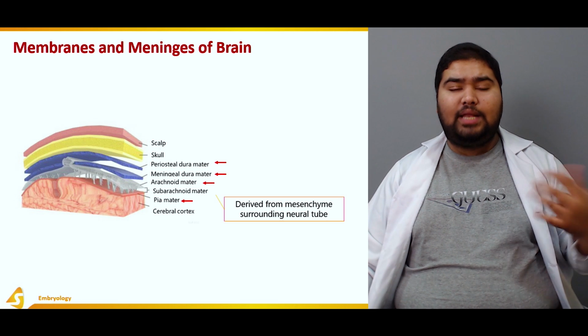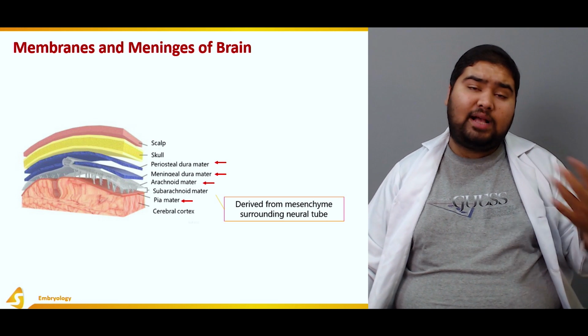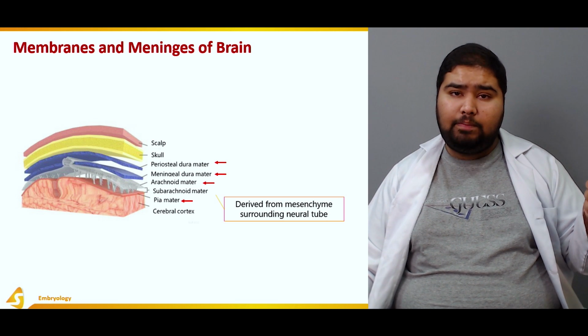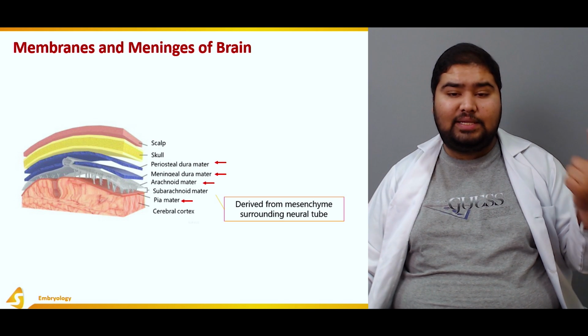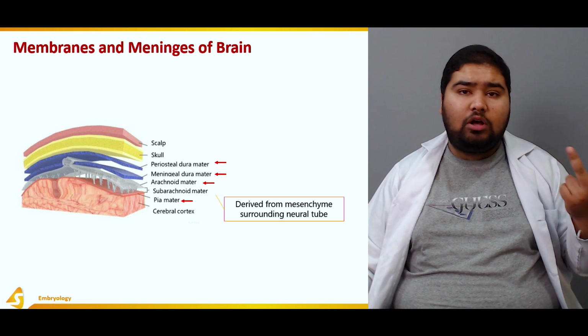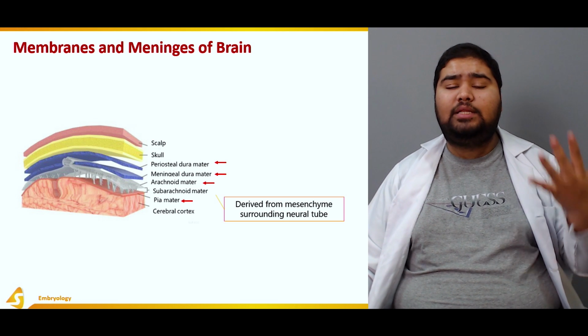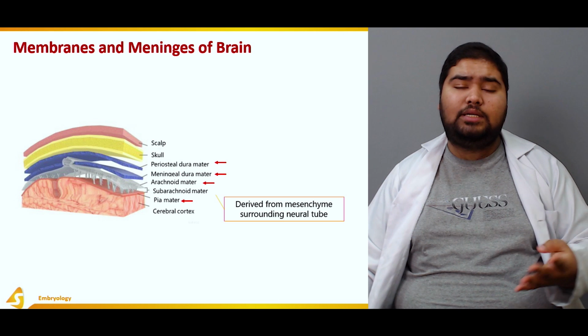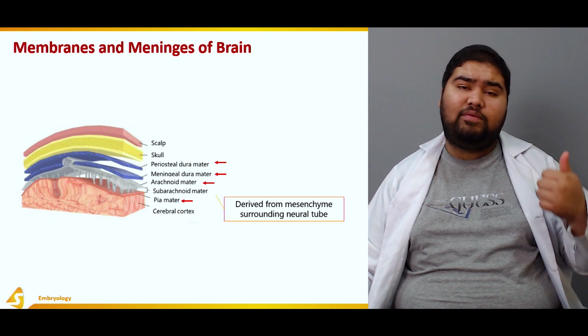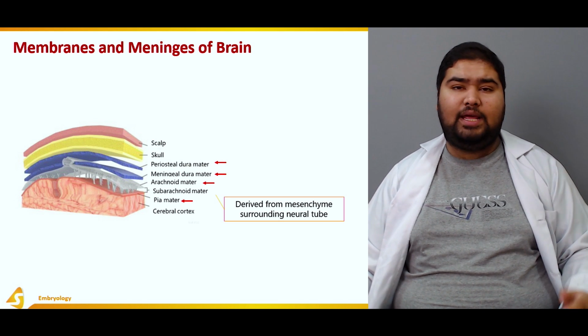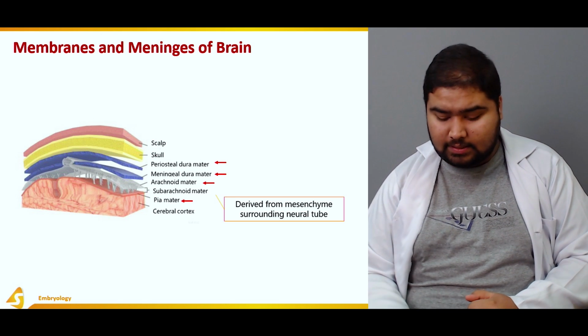So the layers that cover the brain include the scalp, then we have the skull, then the periosteal dura mater, then the meningeal dura mater, then the arachnoid mater, then the subarachnoid space, then the pia mater, and finally the cerebral cortex.